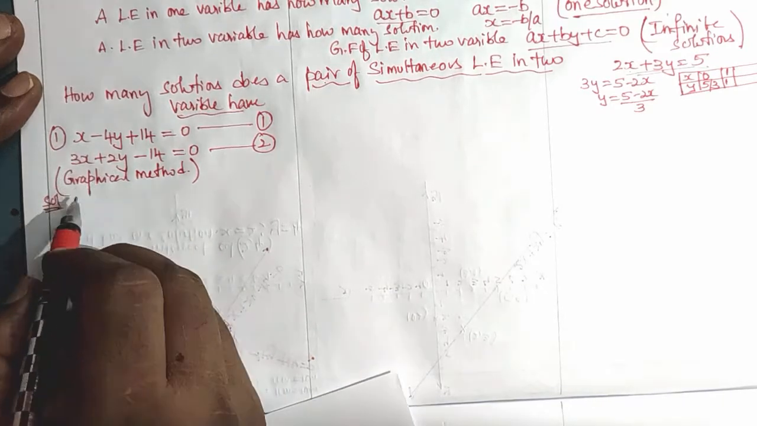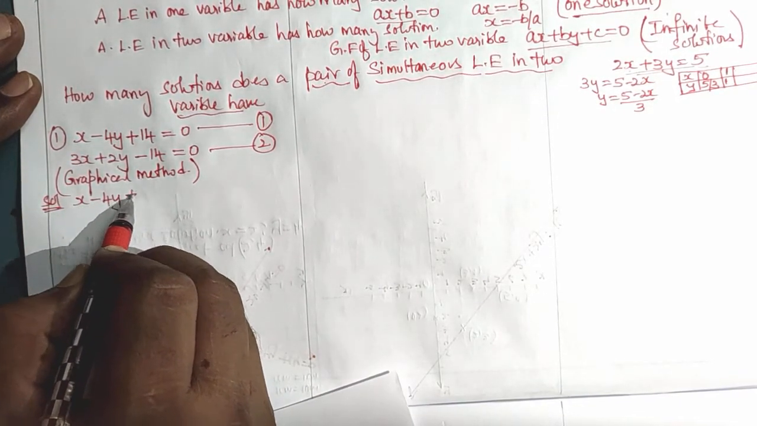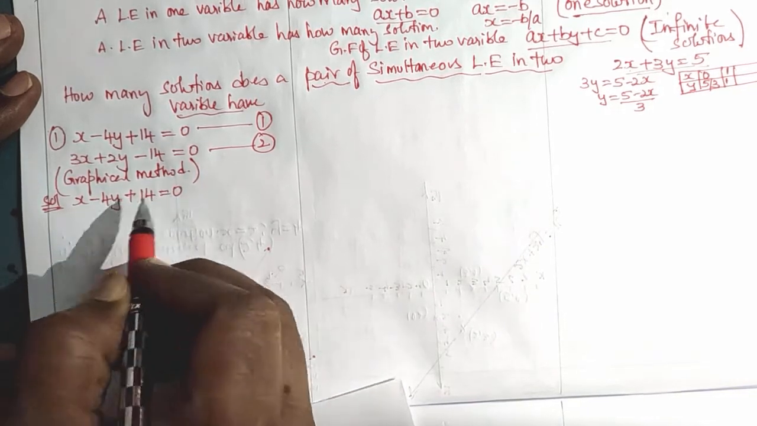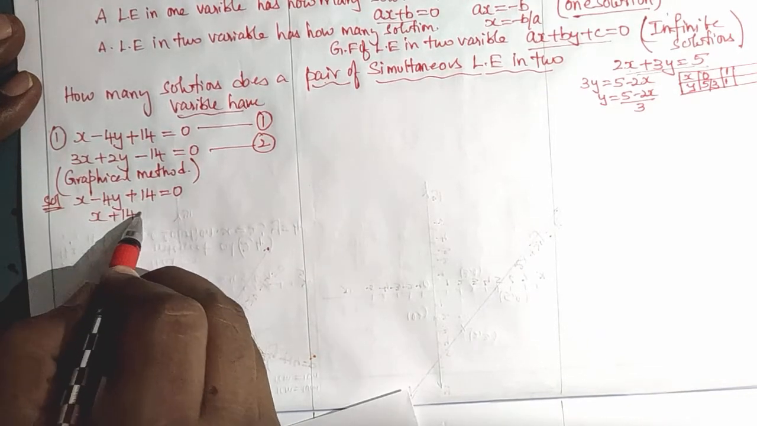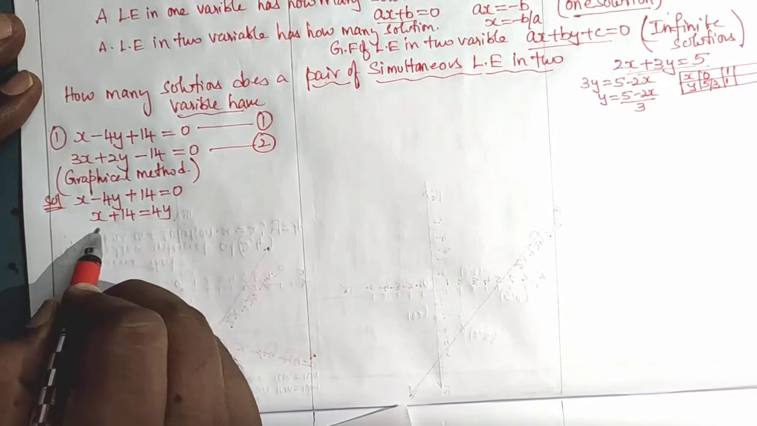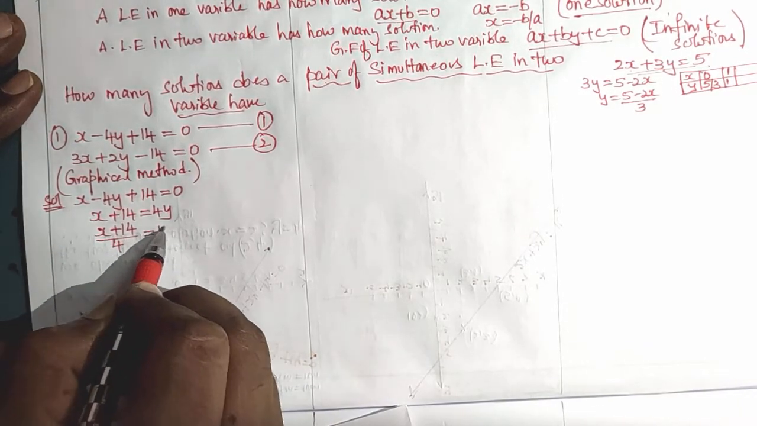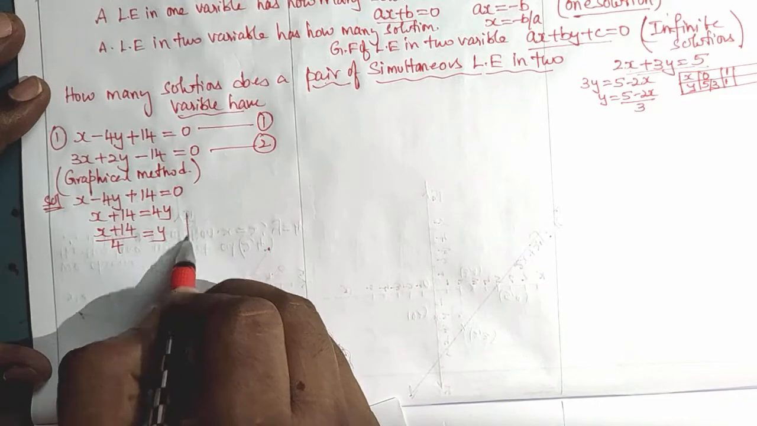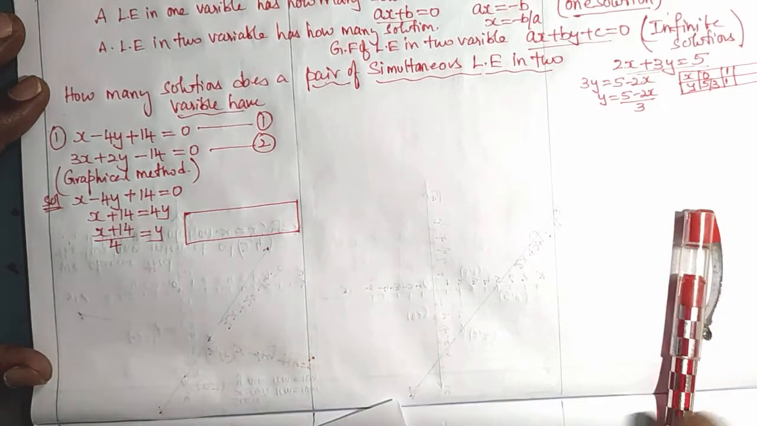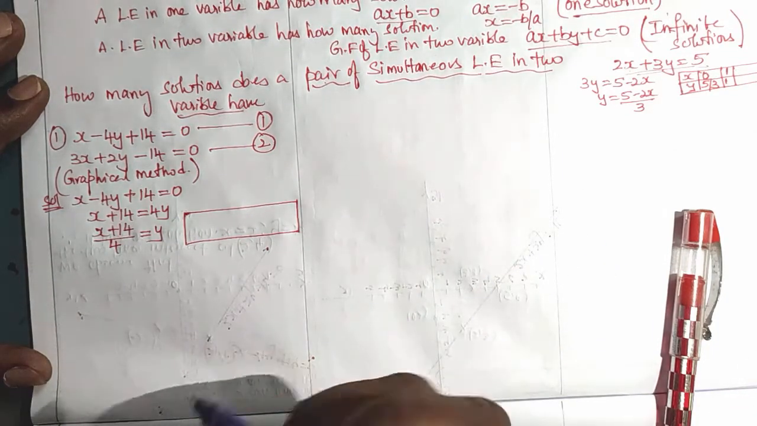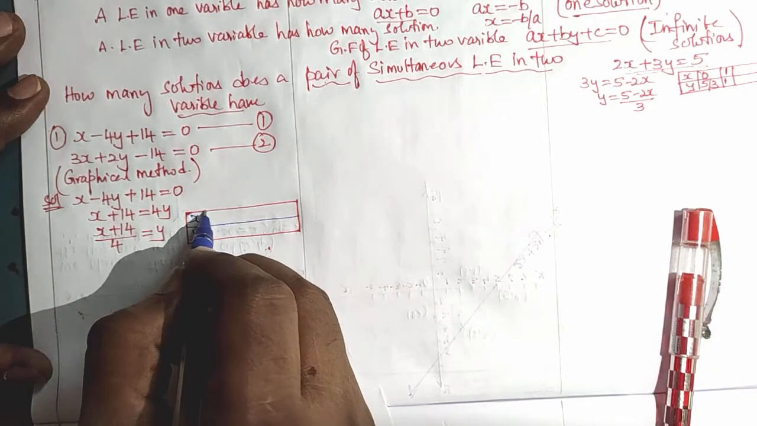To find the solution by the graphical method, I have to find the ordered pairs and plot them on the graph sheet. I will take the first equation, x minus 4y plus 14 is equal to 0. I will take minus 4y to the other side. It is x plus 14 is equal to 4y, so (x plus 14) by 4 is equal to y. Now to draw the graph, I will assign certain values for x.